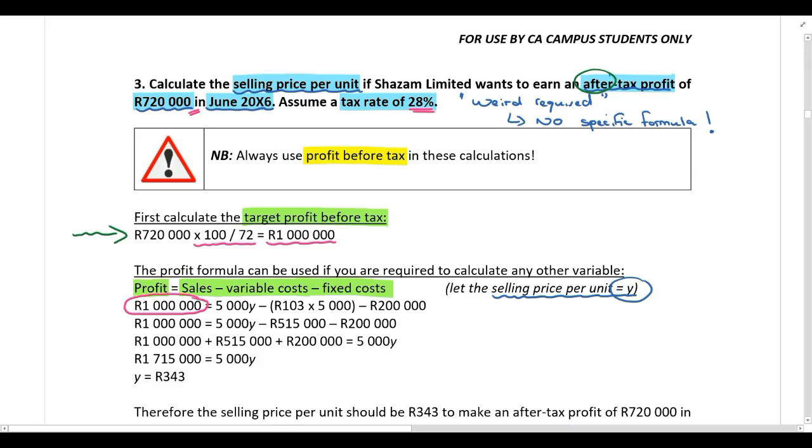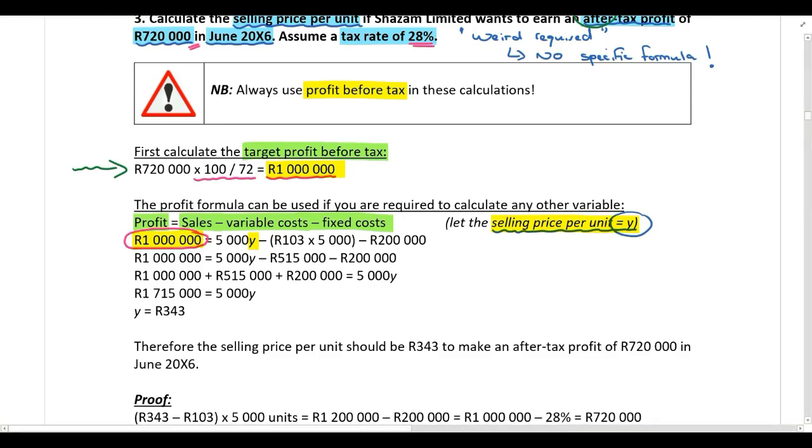So we need to calculate the selling price per unit. So that's the unknown. That is why the selling price per unit. If they want a profit of 1 million Rand before tax. So in your profit formula, you include the profit before tax amount, not the profit after tax amount. Then all of the other amounts are straightforward. We know that sales is made up of the selling price per unit, which is Y, multiplied by the number of units, which we know is 5,000.